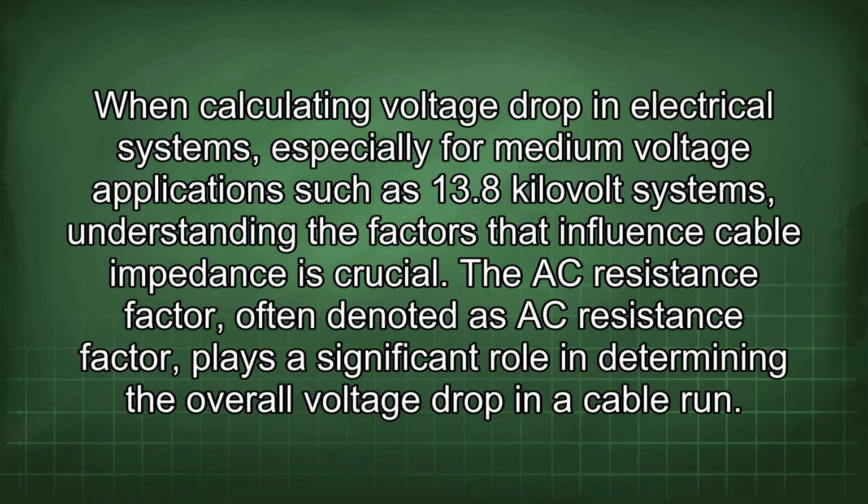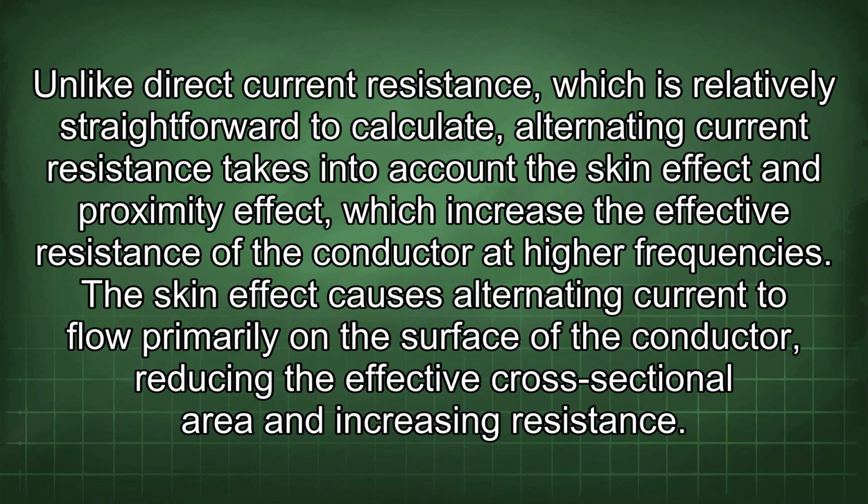When calculating voltage drop in electrical systems, especially for medium voltage applications such as 13.8 kilovolt systems, understanding the factors that influence cable impedance is crucial. The AC resistance factor plays a significant role in determining the overall voltage drop in a cable run. Unlike direct current resistance, which is relatively straightforward to calculate, alternating current resistance takes into account the skin effect and proximity effect, which increase the effective resistance of the conductor at higher frequencies.